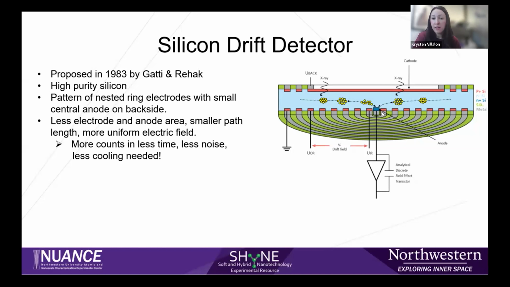These electrodes have varying voltages that can drift the charge, after the electron hole pair generation, to the central anode. This design allows for a reduced area of the electrodes. It has a small anode and a smaller path length. It has a much more uniform electric field. And this is all to say you get a lot more counts in less time with less noise, so less cooling is needed. And because it doesn't need to be cooled so much, you can afford to make them even bigger, which means even more counts.